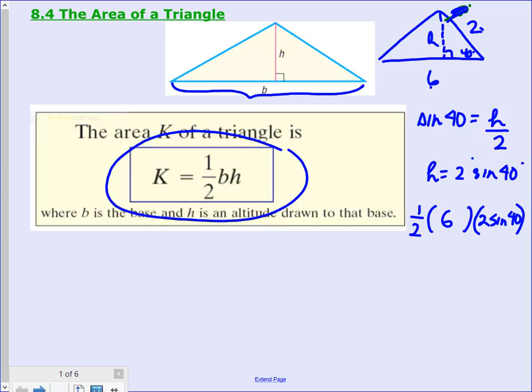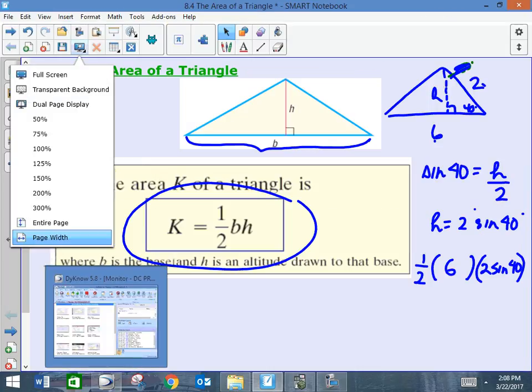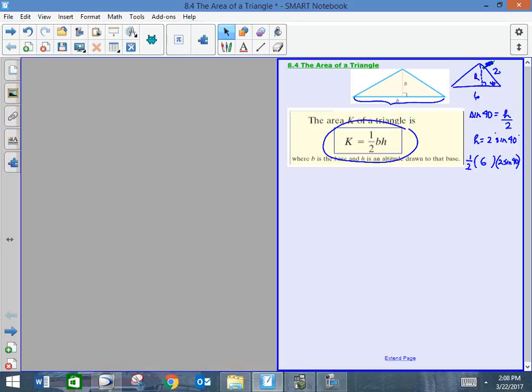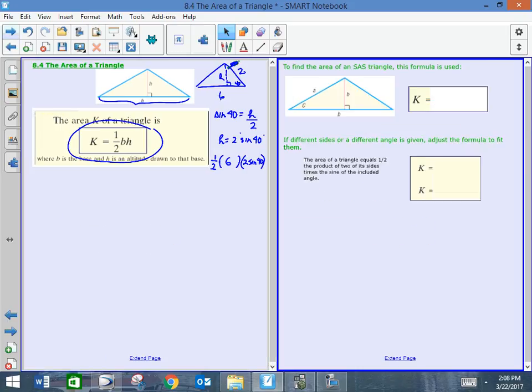Oh shoot, that's not what I wanted to do. The second one. Okay, come on. All right, this one is the one that Sarah just did. Side, angle, side. We have a side, we have an angle, and we have a side. The angle's got to be in between.